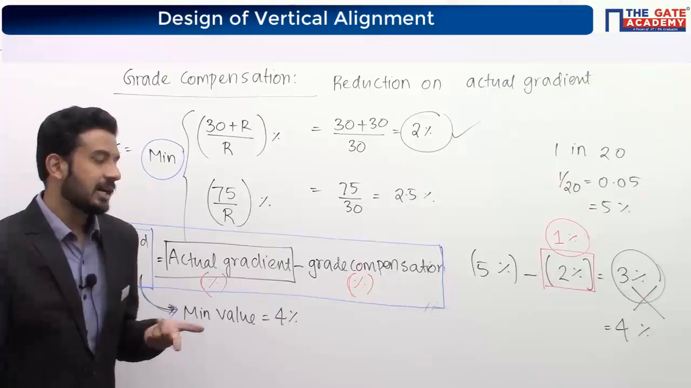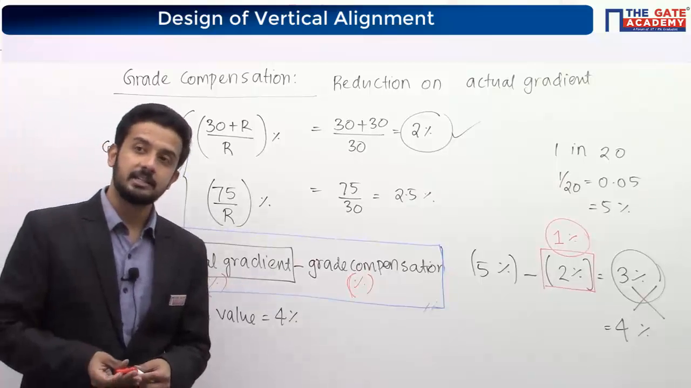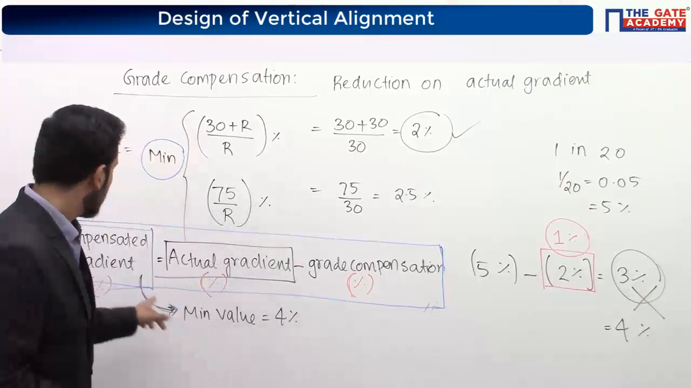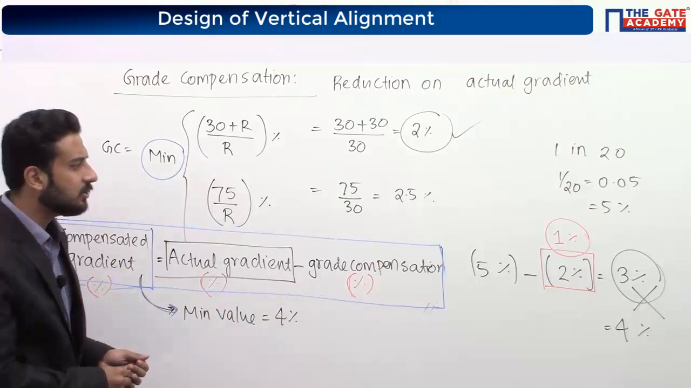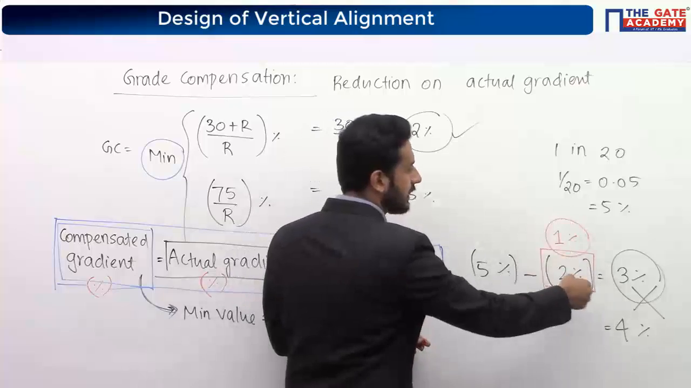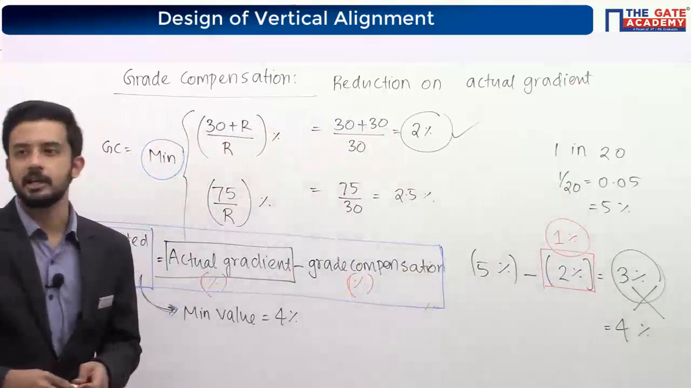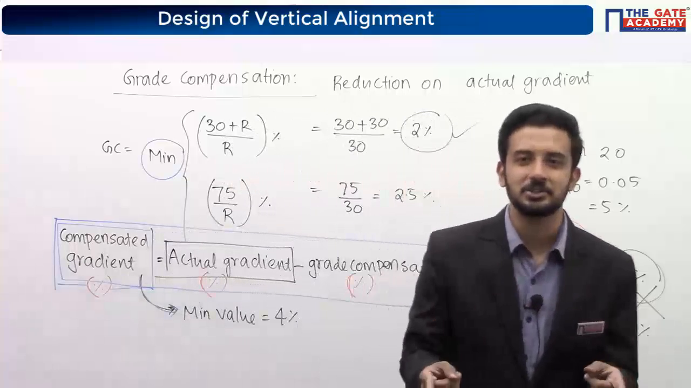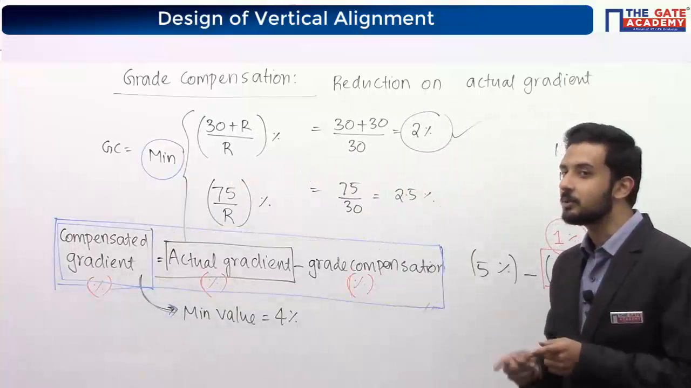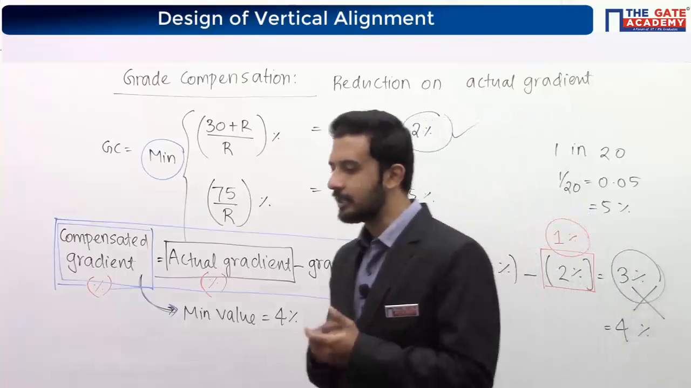Understanding? If they were asking the compensated gradient, how much? Then it is 4%. If they are asking you what is grade compensation, what will be the answer? 1%. Now tell me, was it an easy question? Your option D was correct. You understood how trickily they can make the question.